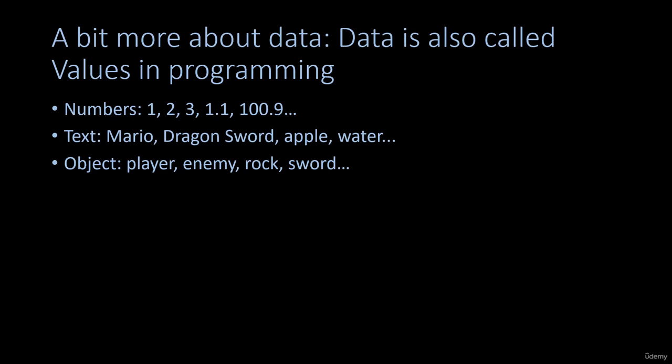And then there are objects. You've learned that in Unreal Engine, everything in the game level is an actor. An actor is an object. So a player is an object. An enemy is an object. A rock is an object. A sword is an object. A cube is an object.